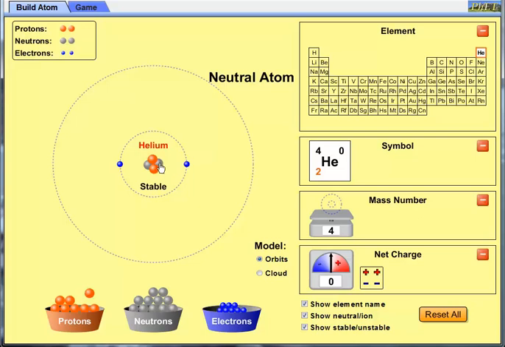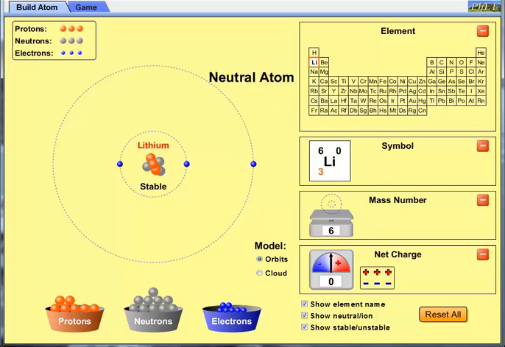All right, so that was helium, atomic number 2. Next is lithium, atomic number 3. Atomic number 3 means 3 protons in the nucleus. Okay, right away the nucleus becomes unstable, so we're going to put a neutron in to stabilize it. And now we've got to add an electron. Now you notice this electron went into a different ring.